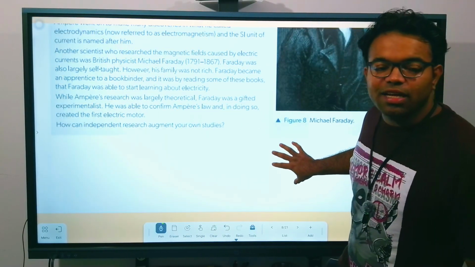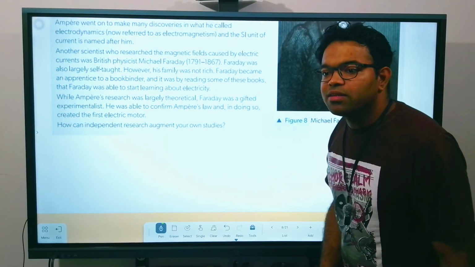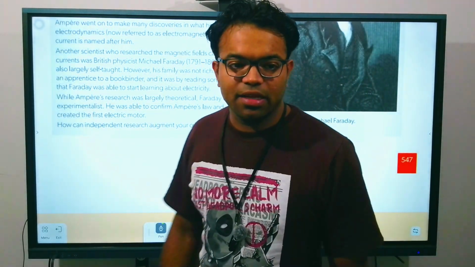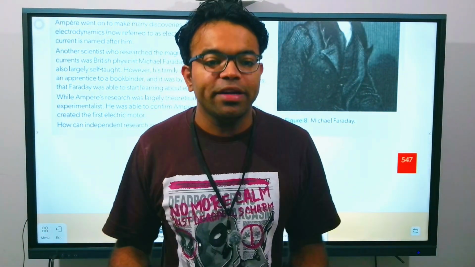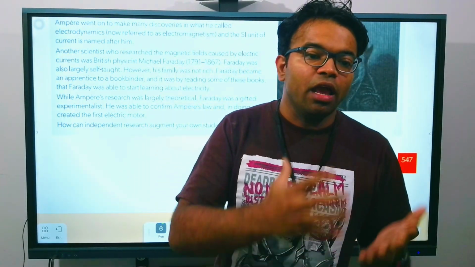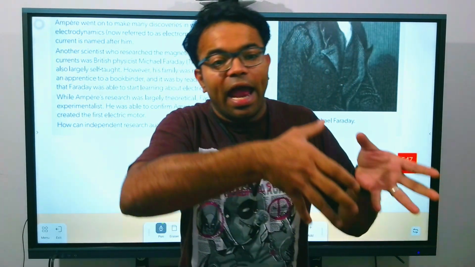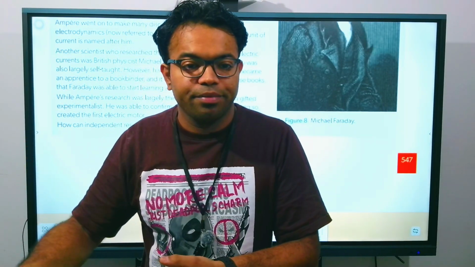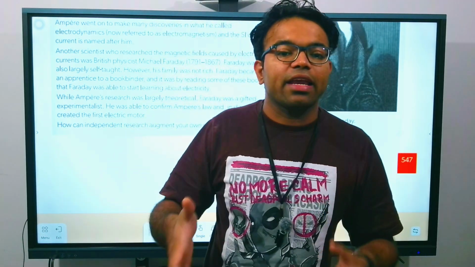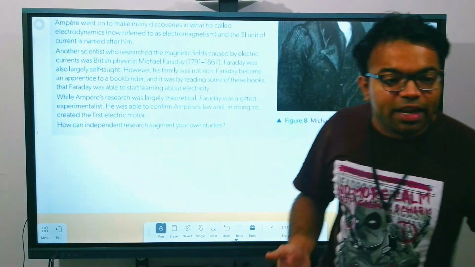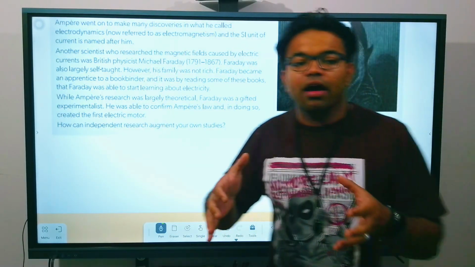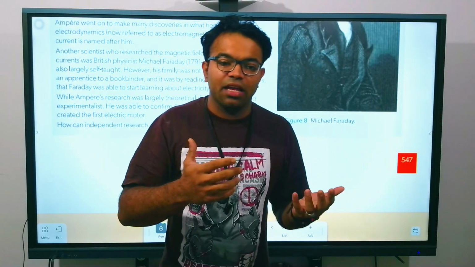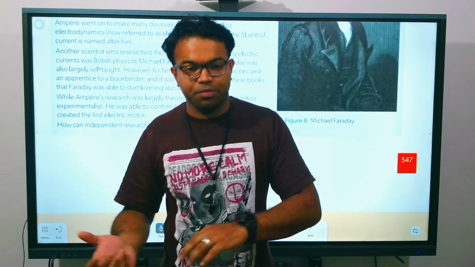Now, while Ampere's research was largely theoretical, Faraday was a gifted experimentalist. Who is an experimentalist and who is a theorist? A theorist is a person who comes up with different theories. An experimentalist is the person who actually uses those theories and checks through experiment whether they are correct or not. There are two fields, basically a theorist and an experimentalist.